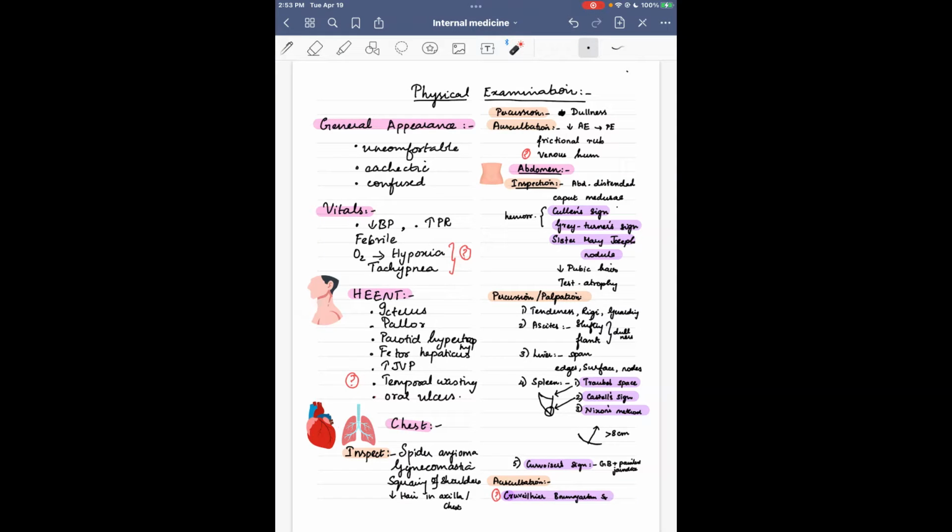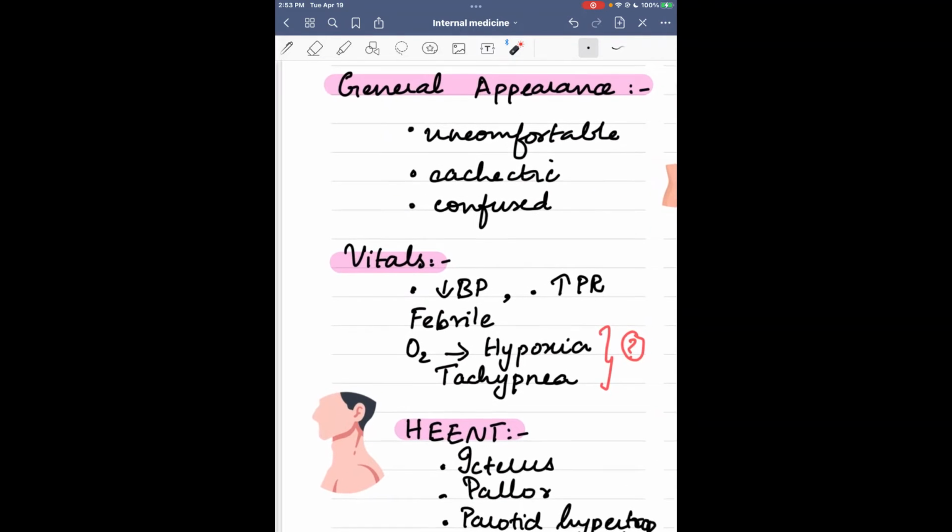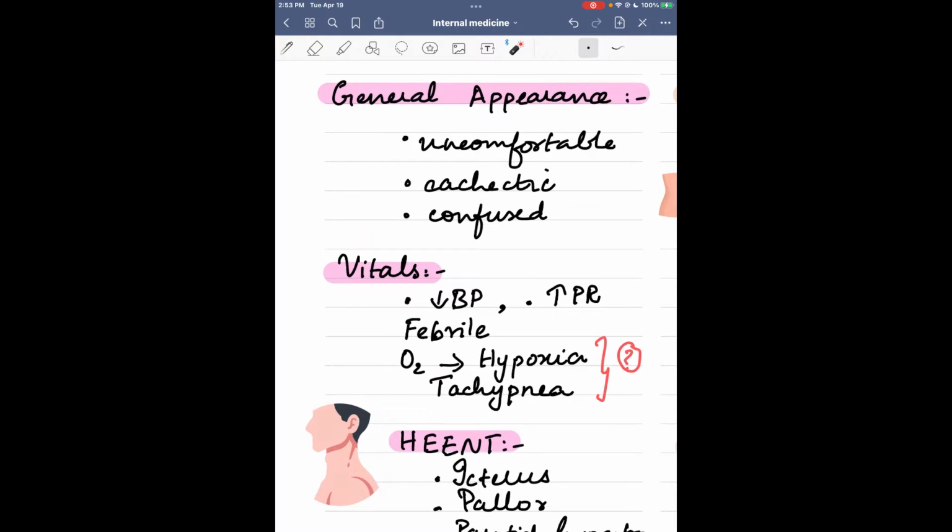Okay, so now we are going to see physical examination. In physical examination, first we look at the general appearance of the patient. Like when we enter the room, we need to know how the patient is doing. Because of ascites, mostly because of the increased abdominal pressure, the patient can look uncomfortable.